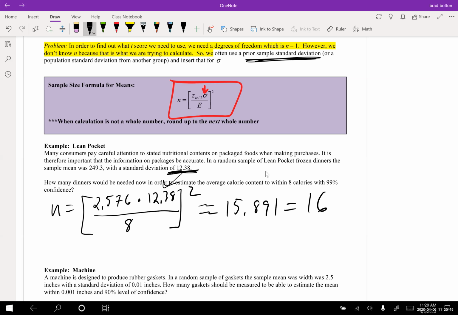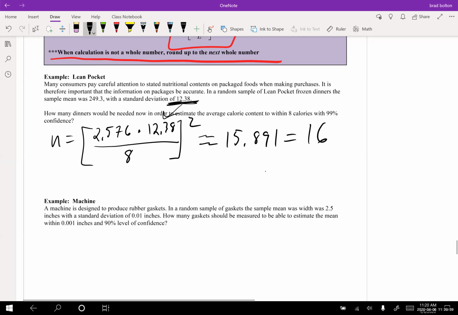So it says when calculation is not a whole number, round to the next whole number. So even if this was 15.2, we would have still rounded to 16. So if it's 15.2, 15.3, 15.4, we still round to 16. We round to the next whole number, the next biggest one, because you always want to take more than you need to make sure that your sample's okay.